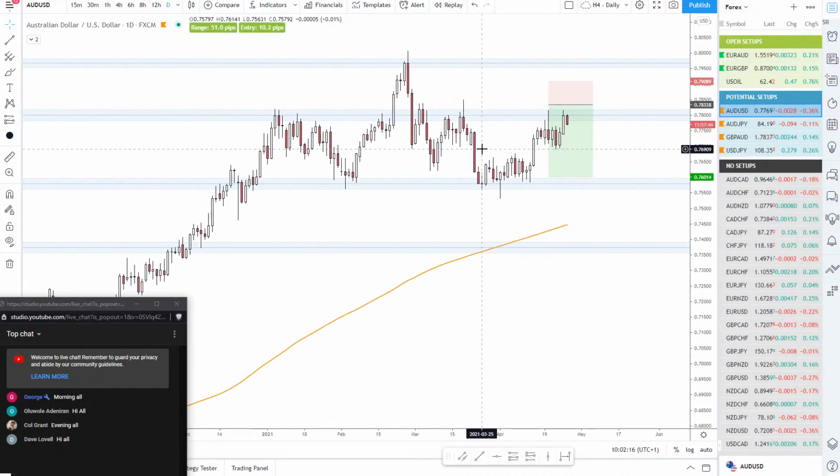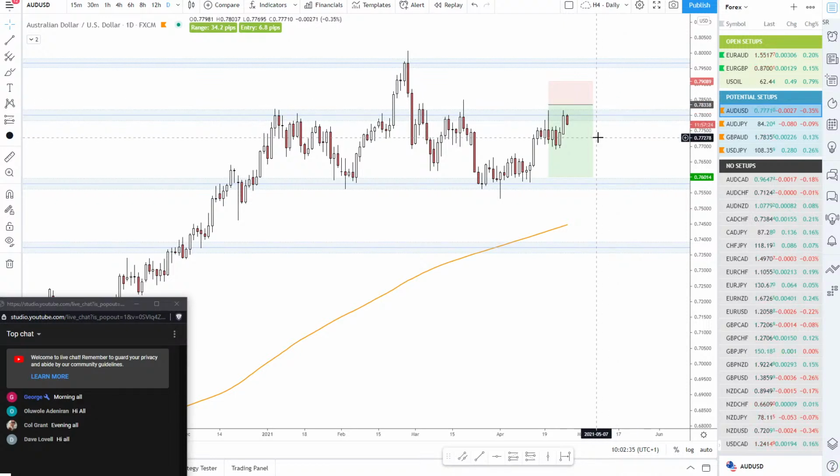AUDUSD, onto some better ones. I'm still waiting for a short here. I'm looking to get in short if it triggers my entry at the 78.35. I'm still holding on to this entry here. Basically, AUDUSD is in a range. If it manages to get to the top of this range, I'll go in short.